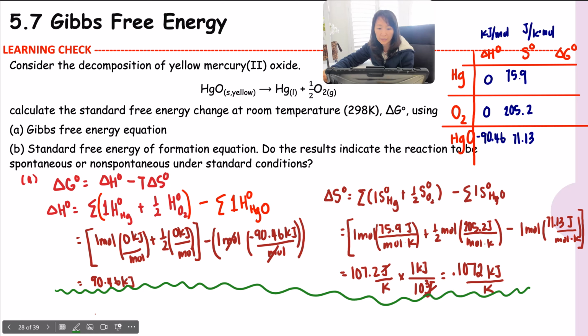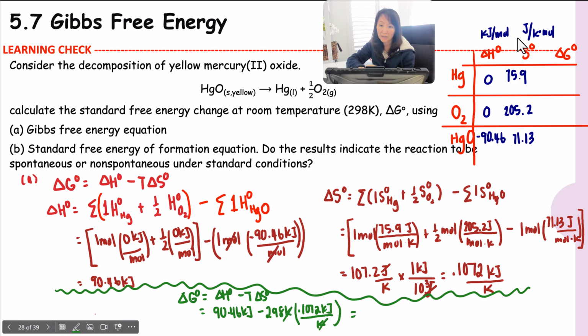We can put that into G naught is equal to delta H naught minus T delta S naught. And what is my delta H? My delta H is my 90.46 kilojoules. My temperature is the 298 coming from here, so 298 Kelvin. And my delta S is 0.1072 kilojoules per Kelvin. So Kelvin can cancel out, and we can solve this out in our calculator.